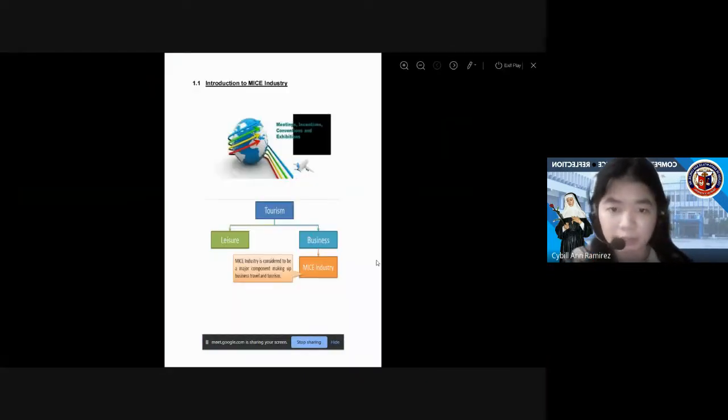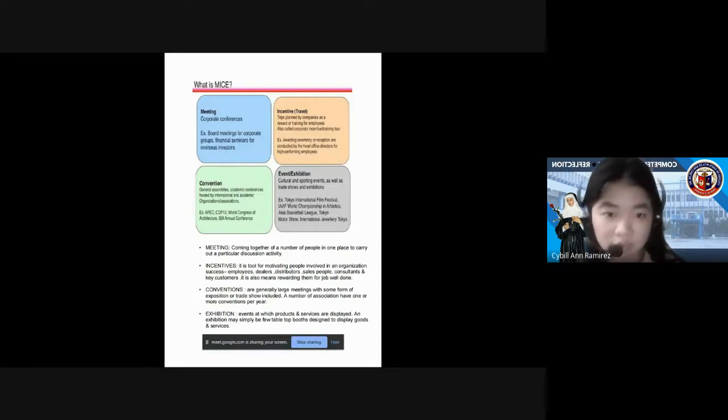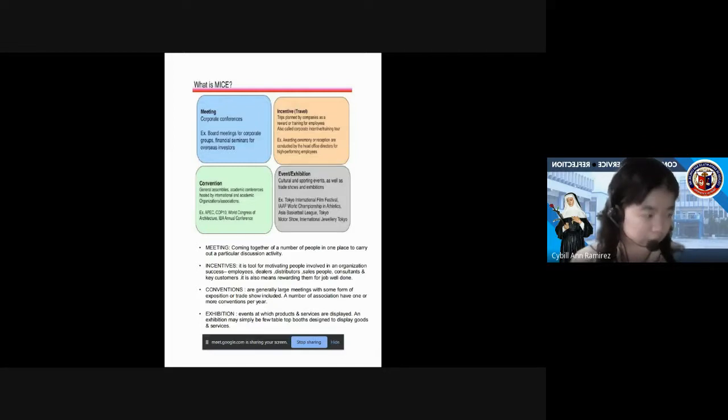So last time, if you can remember, we defined MICE, which is meetings, incentives, conventions, or exhibitions or events. In other MICE definitions, sometimes they call conventions congresses. So we differentiate what is a meeting and how it differs from incentives, conventions, and exhibitions, although they belong to the same industry, events tourism, but they have different activities. Meetings are like corporate conferences where businessmen meet together. They would share ideas, breakthroughs, or build partnerships with a company.